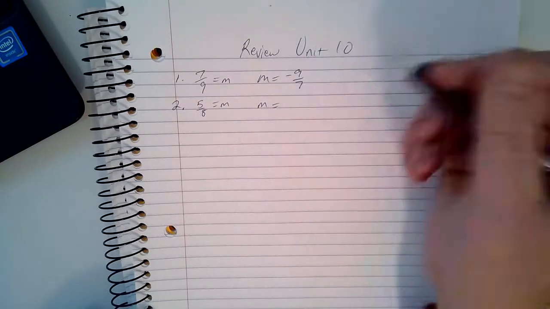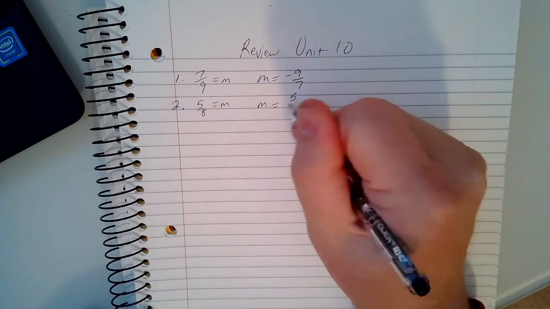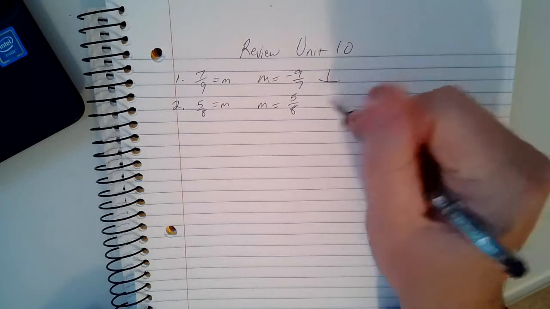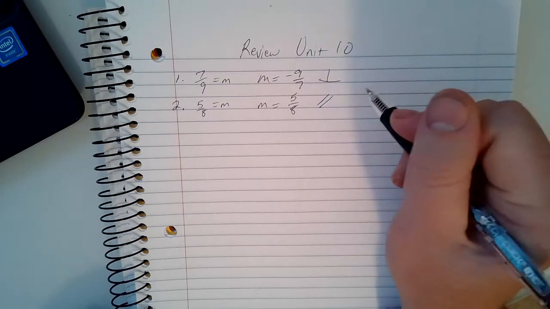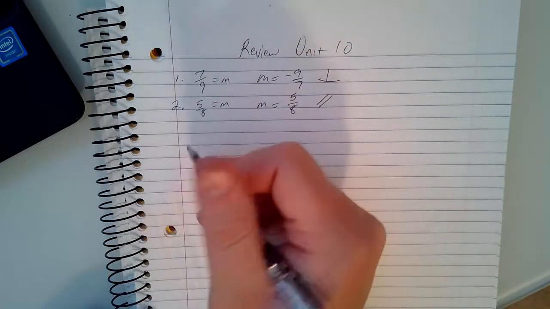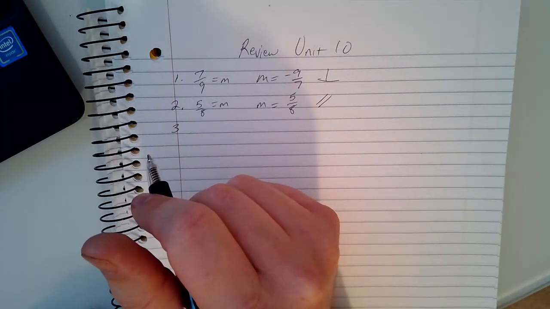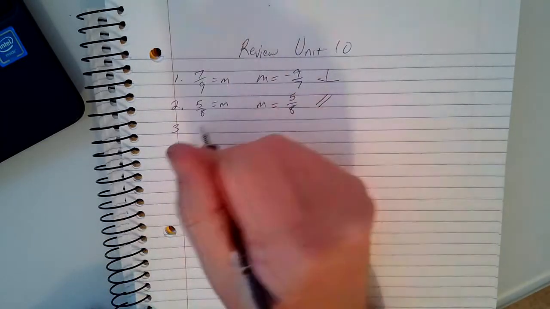Number two, a line has a slope of 5/8, and it wants a parallel slope to that. Well, that's just 5/8. You remember, perpendicular lines are flipped and reversed. Parallel lines must be the same.